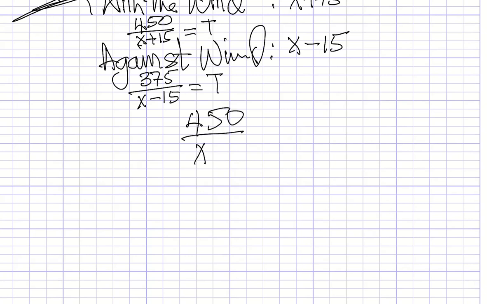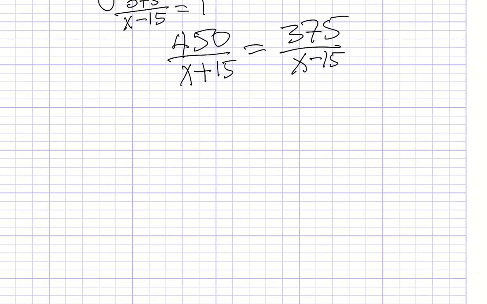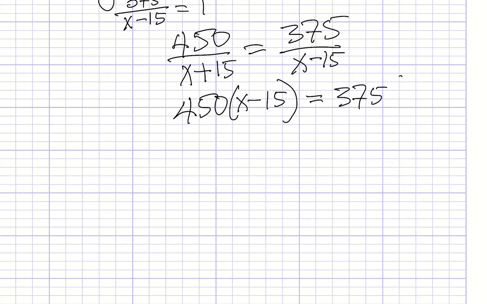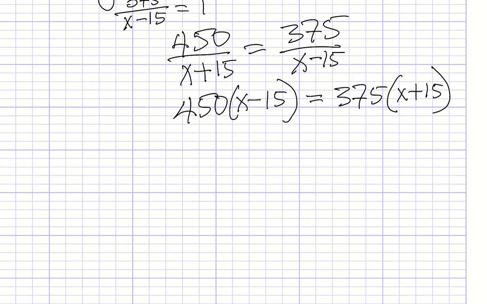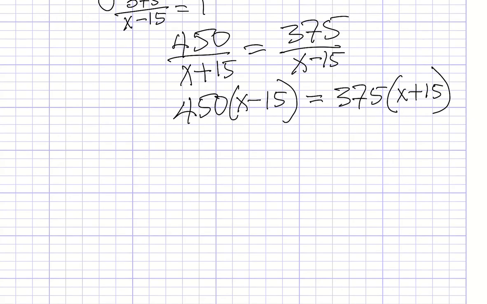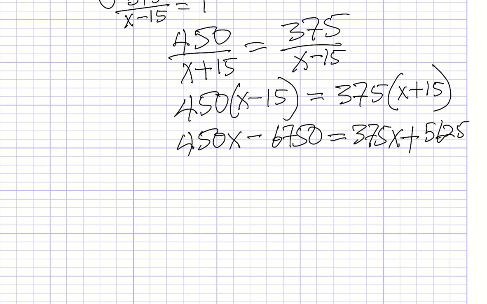450 over x plus 15 is equal to 375 over x minus 15. Okay, you solve. You cross multiply. All right. You have 450 times x minus 15 equals 375 times x plus 15. Okay, you see that, right? So we just have to work with big numbers, man. That's all. We're gonna work with big numbers, so we'll multiply it out. If you multiply it out, you get that expression there.